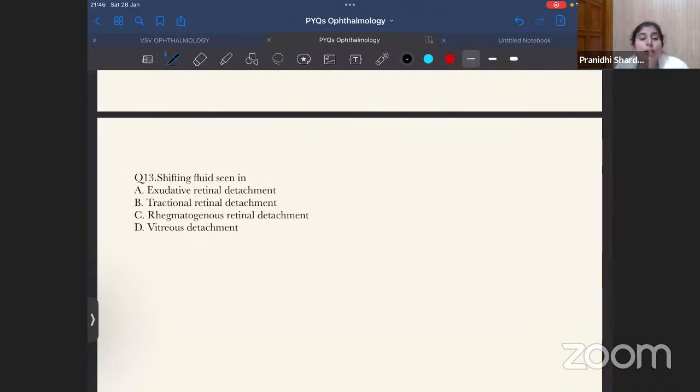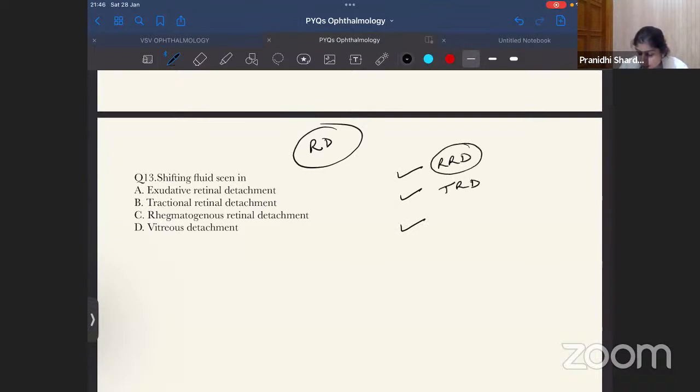Next is shifting fluid seen in. So the next important topic in retina is retinal detachment, the whole of retinal detachment. There are three main types: rhegmatogenous, tractional, exudative. RRD is primary retinal detachment. TRD is seen in diabetes, ROP. Exudative is seen in inflammations, like posterior uveitis, inflammatory conditions, tumors.